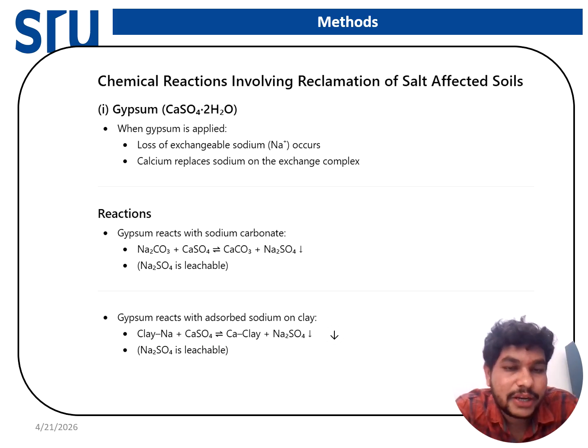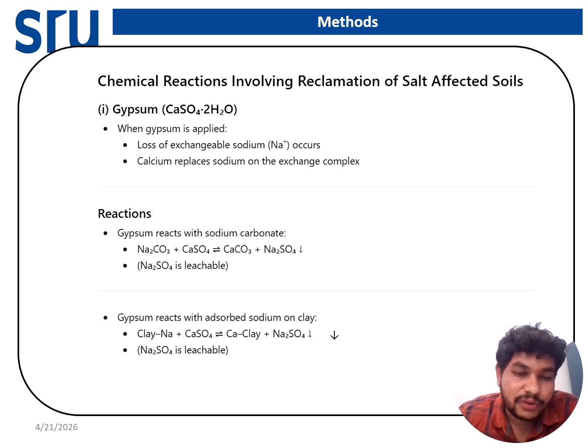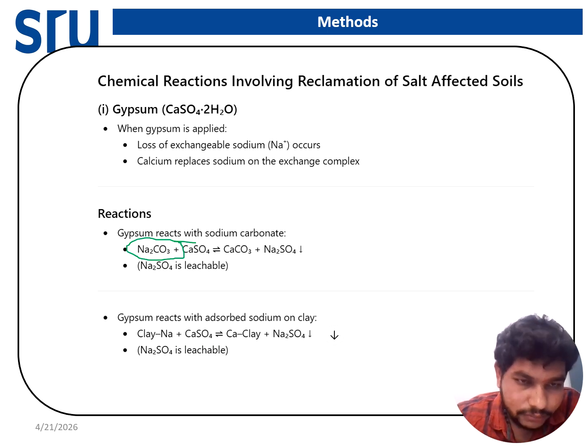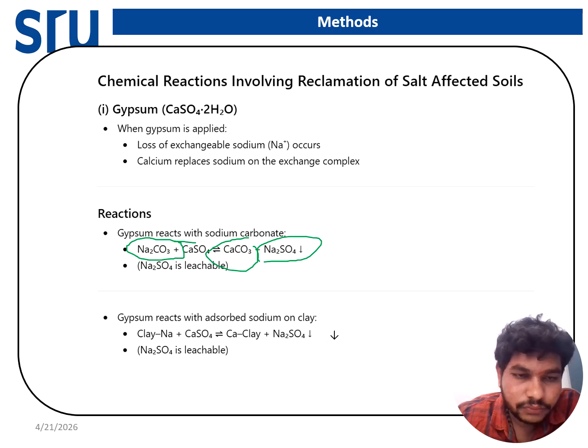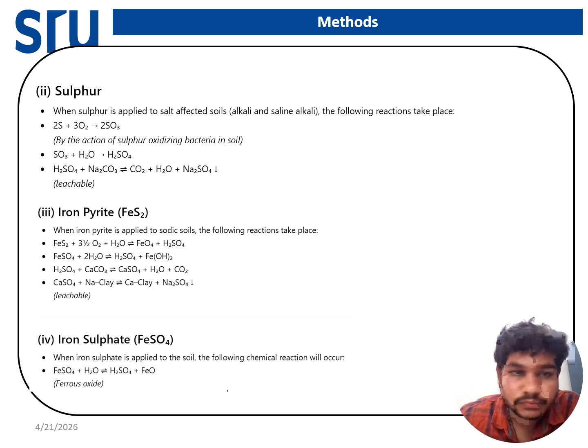So what kind of reaction will occur? When we add gypsum, it will react with sodium carbonate and form calcium carbonate and sodium sulfate, which is soluble in water and will get leached out. So in the place of sodium, when you are adding gypsum, calcium represents the sodium. Sodium sulfate forms, and it will get leached out.